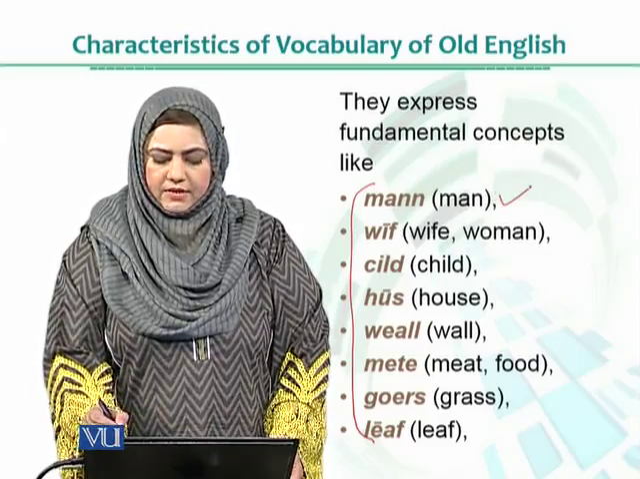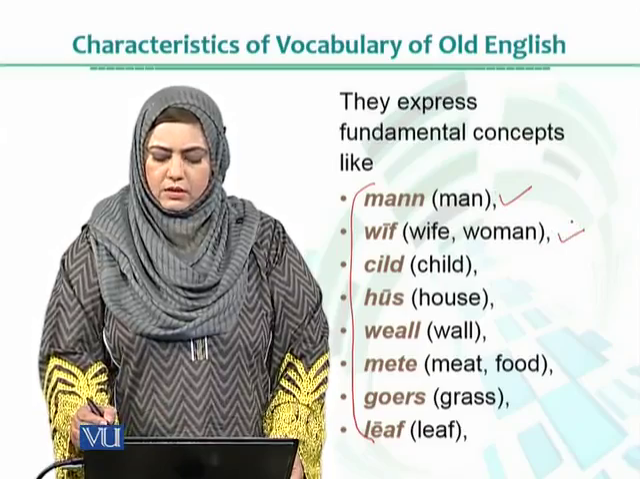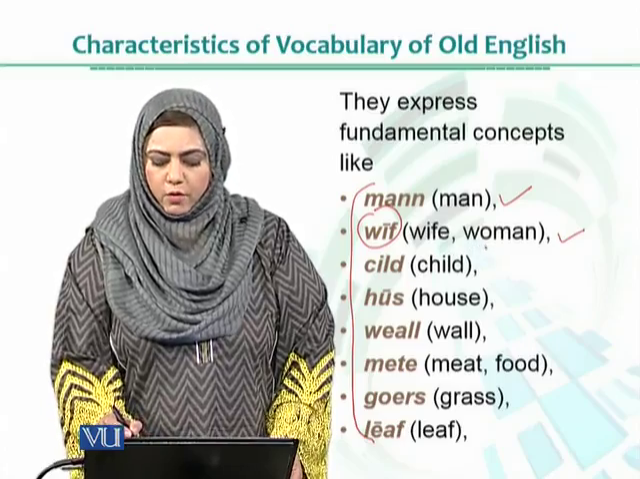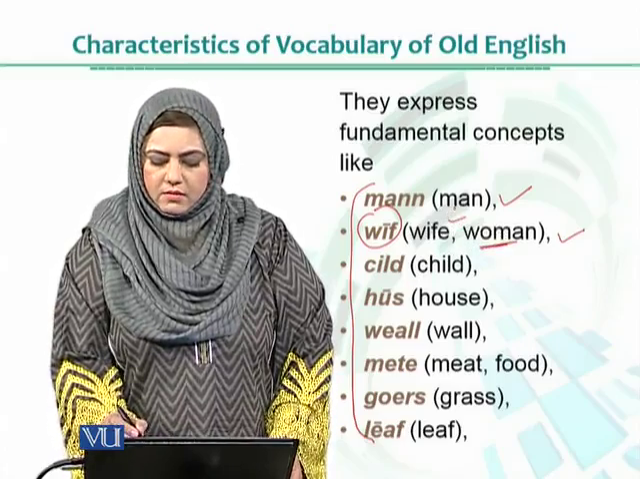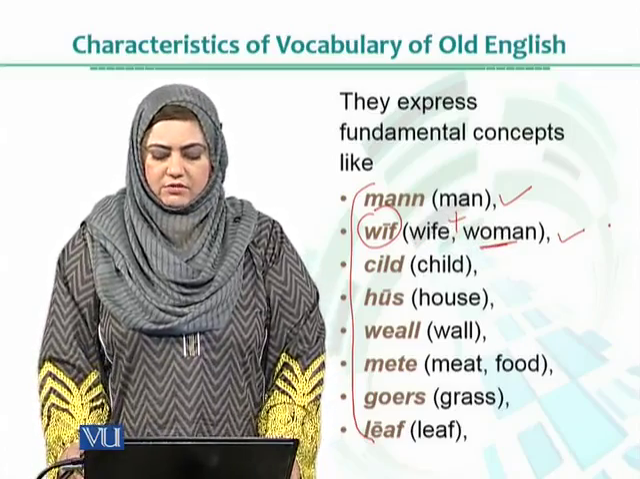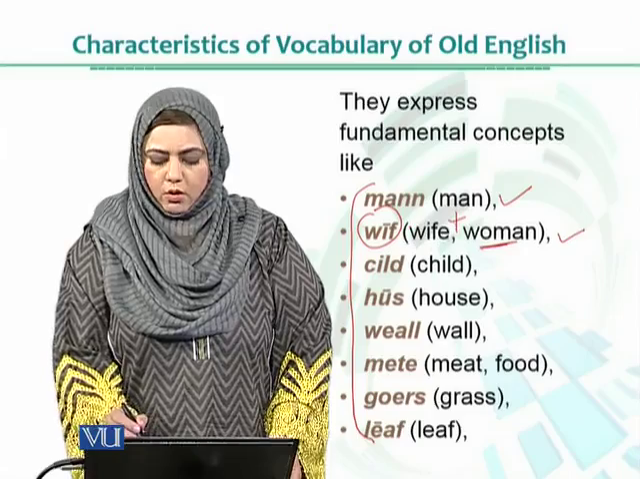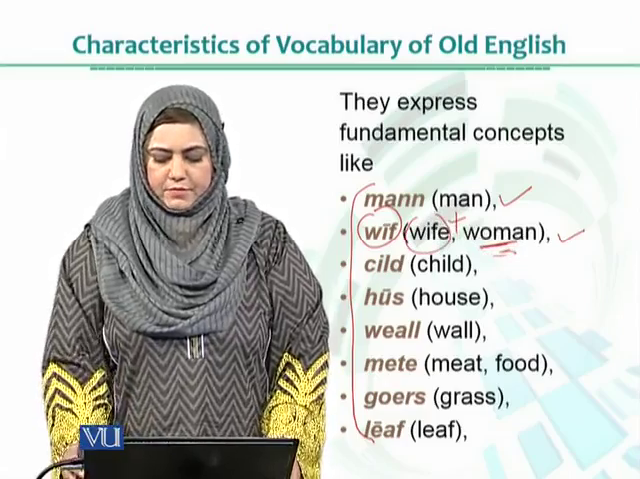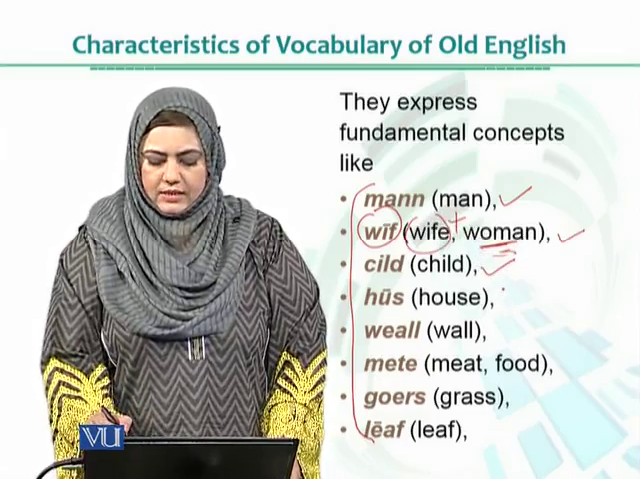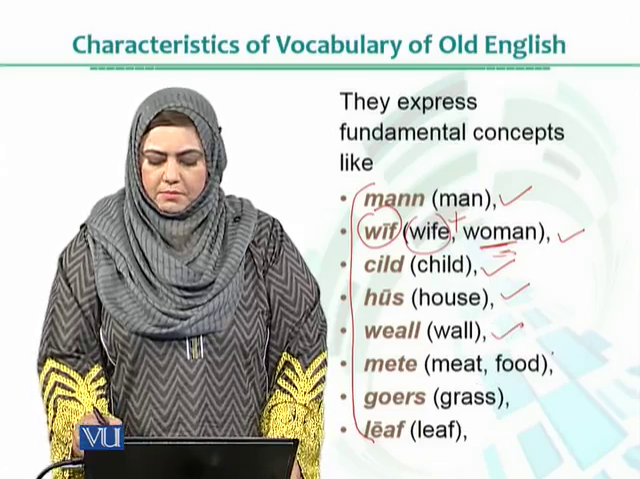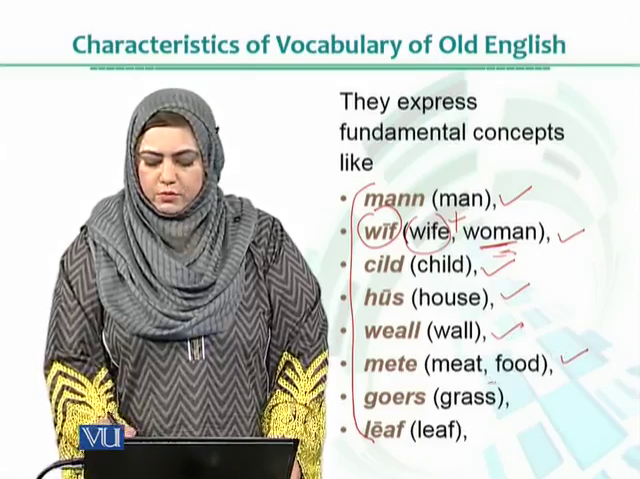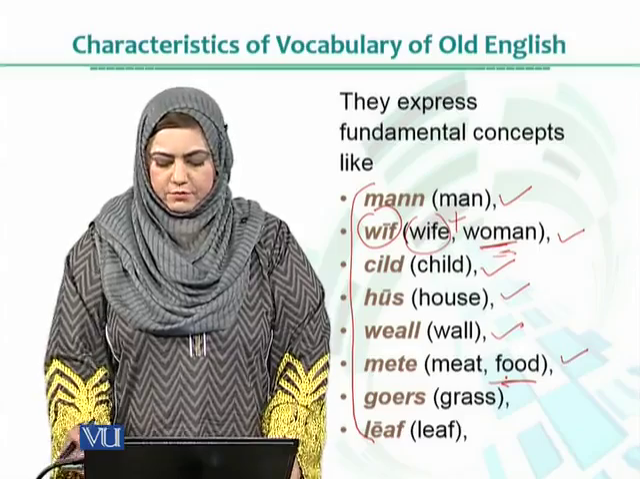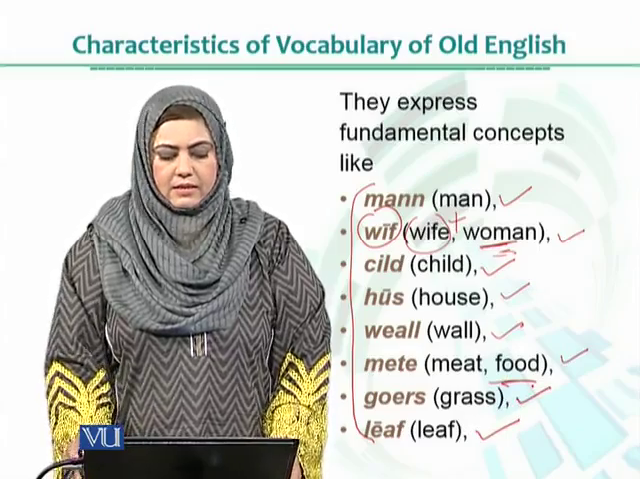Modern English versions are given in parentheses: man, woman, and wife. By the way, in Old English, the word wife was used for woman, which included wife. But now its use is restricted to the spouse of a male only, and woman is something different from wife. Notice other words: child, house, wall, meat. Meat was used for food as well in those times, but now the word meat is used for a particular kind of food: grass and leaf.